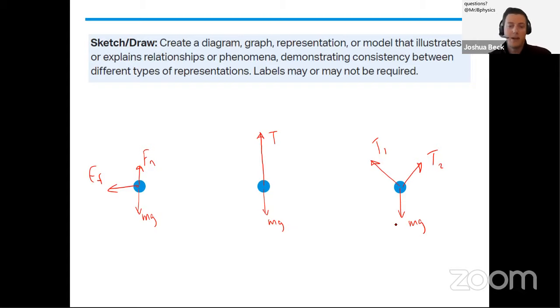How about the second one? I've got mg pointed down. I've got tension pointing up. There, I've just described these. Oh, I could even be more specific, and I could say the tension is pointing up with a larger magnitude than mg. See, I can describe the free body diagram on the right. mg is pointing down. Got tension 1 pointing up and to the left. I've got tension 2 pointing up and to the right.